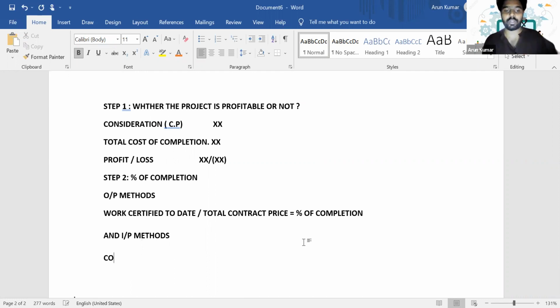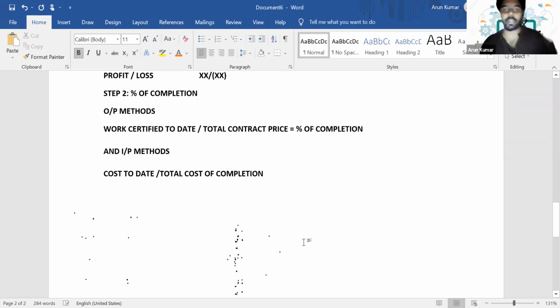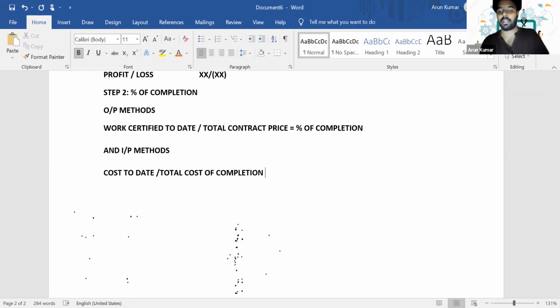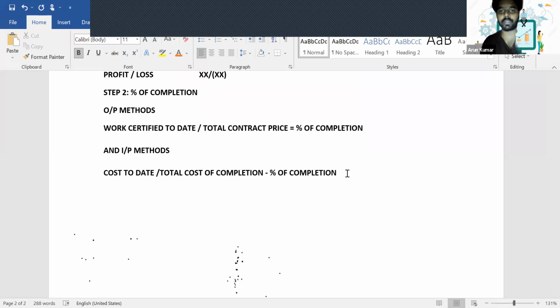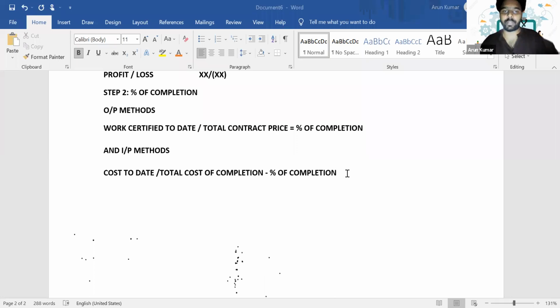It is cost to date divided by total cost of completion. That will give the percentage of completion. Is it clear, guys? Okay. So we have two different methods to account for the percentage of completion.